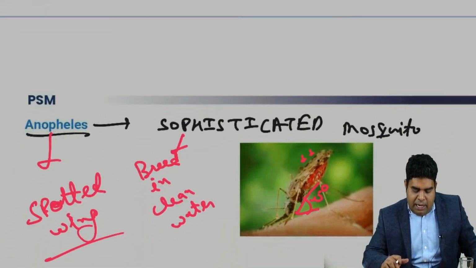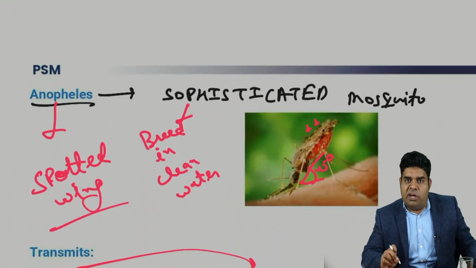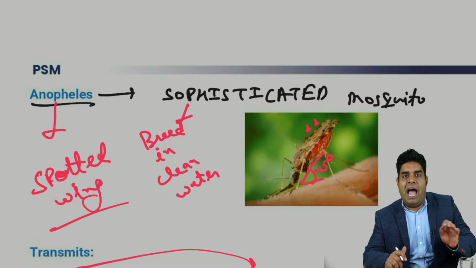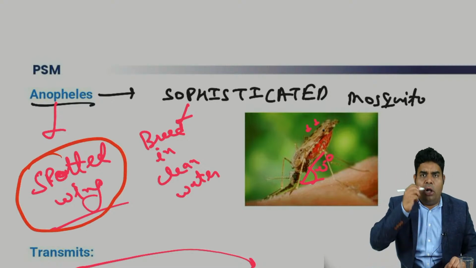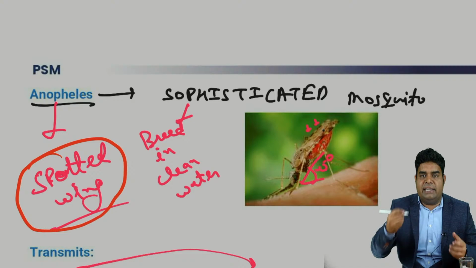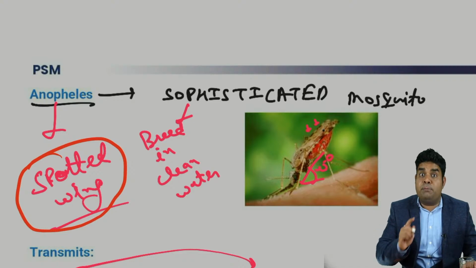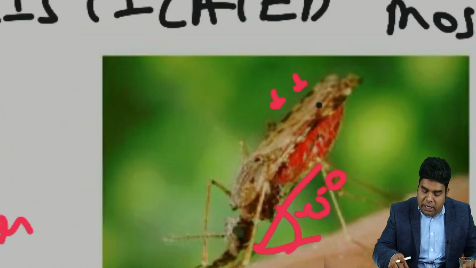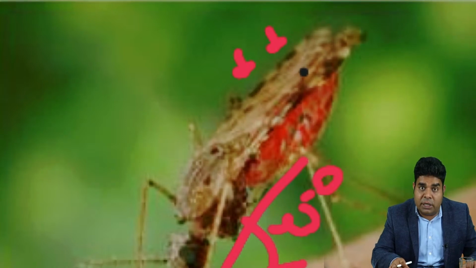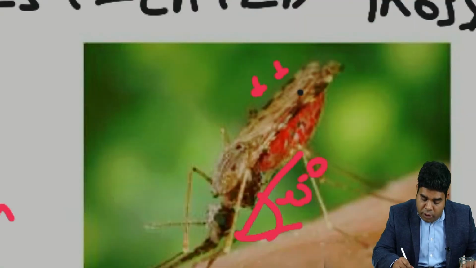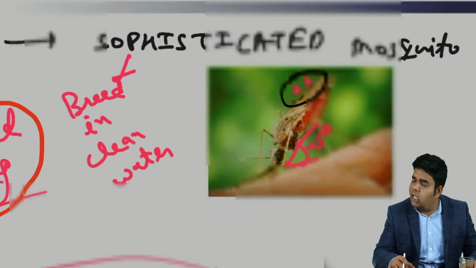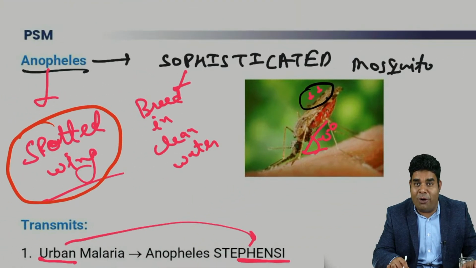Okay. Now let's talk about one very controversial question. They ask, who will have a spotted wing? And all the students, they directly tick Aedes, thinking Aedes have a spot. But Aedes don't have a spot on wing. Wing is spotted in case of Anopheles. You can see the spot there, which I have pointed here. These are the spot. So, kiski chunri mein laga hai daag, that is spotted wing.